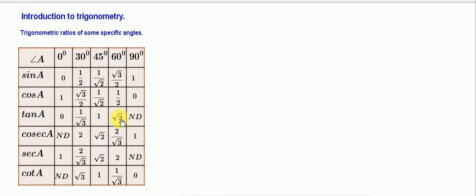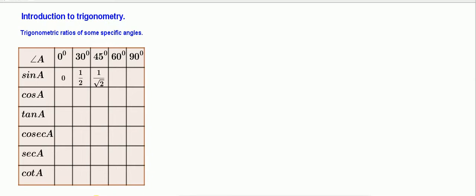Now I am going to take one of them. Before that, let us empty the table. Now let us write the values of sin 0 degree, sin 30 degree, sin 45 degree, sin 60 degree and sin 90 degree in the first row. Sin 0 degree is equal to 0, sin 30 degree is equal to 1 by 2, sin 45 degree is equal to 1 by root 2, sin 60 degree is equal to root 3 by 2, sin 90 degree is equal to 1.